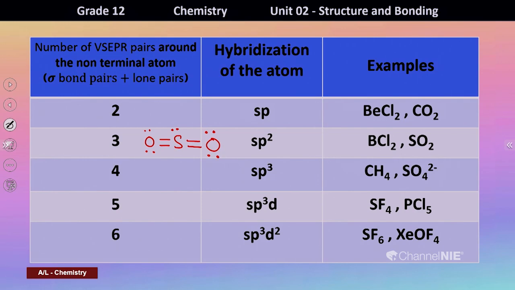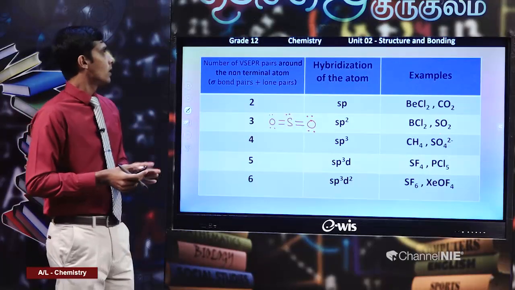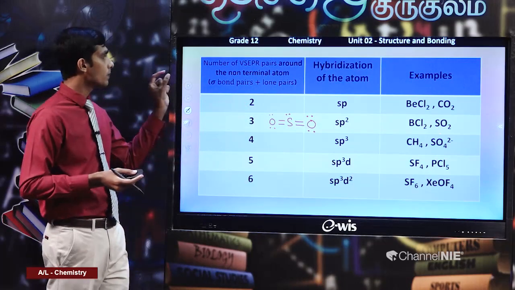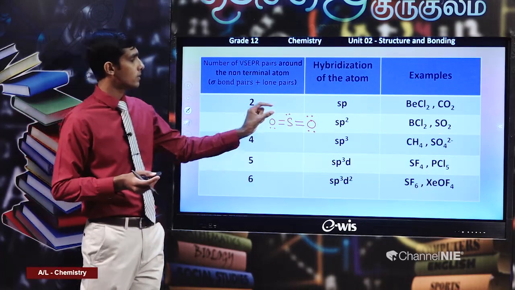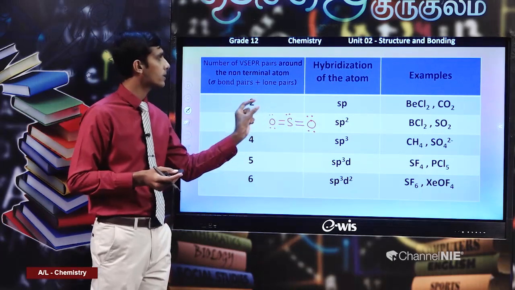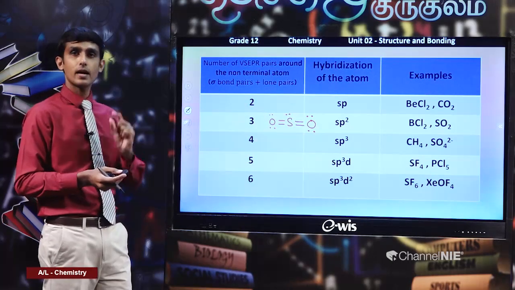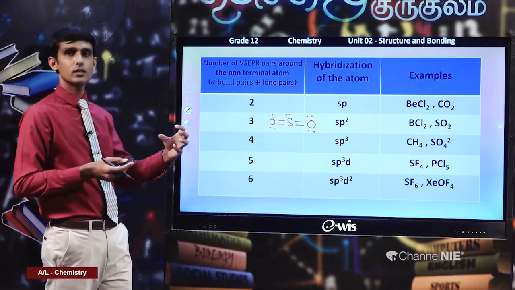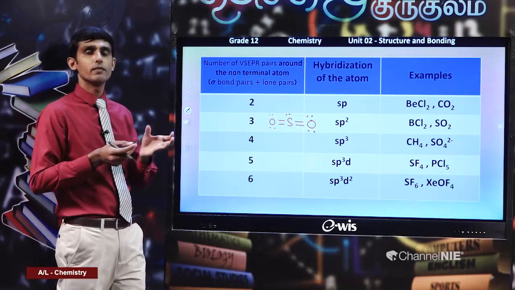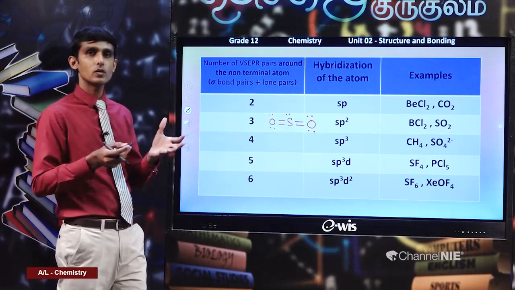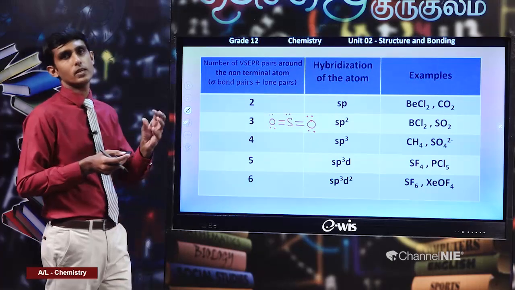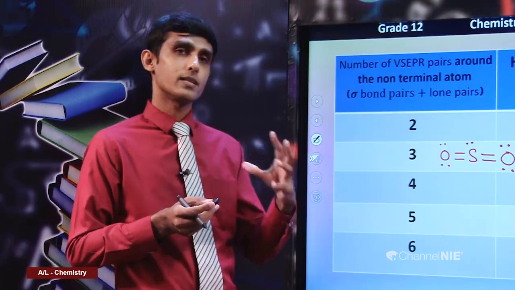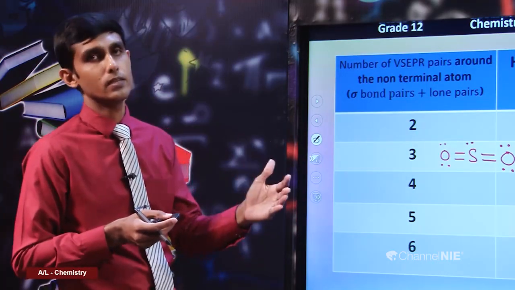Now this is the Lewis structure of the SO2 molecule. If you can find the number of sigma bond pairs and lone pairs around any non-terminal atom, because we apply this concept of hybridization for the formation of bonding when they form bonds. So it is important to apply this hybridization for the non-terminal atoms. For terminal atoms also we can consider it, but it is less frequently considered for terminal atoms.